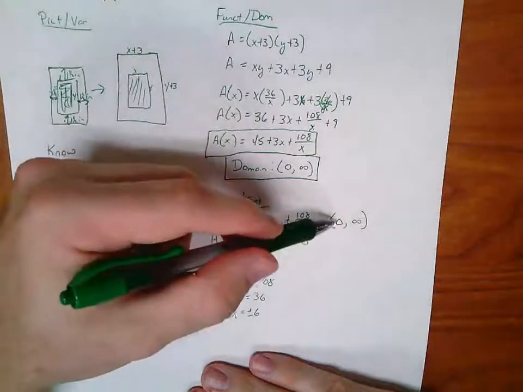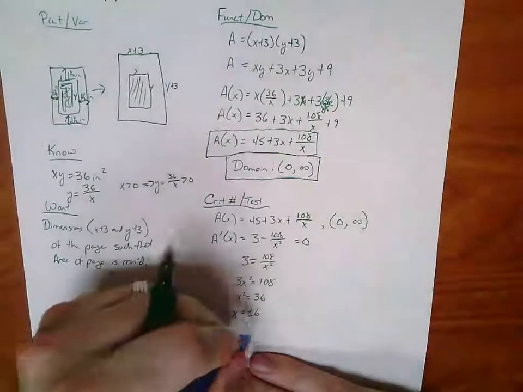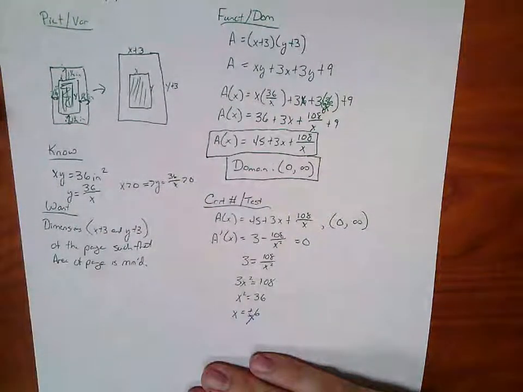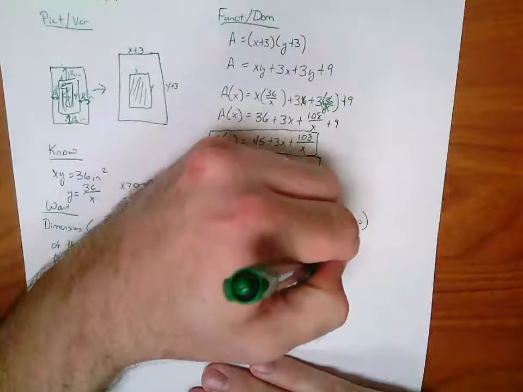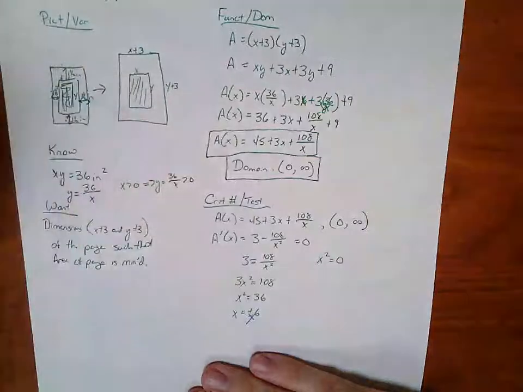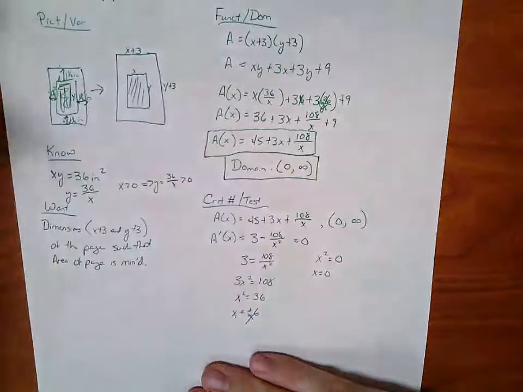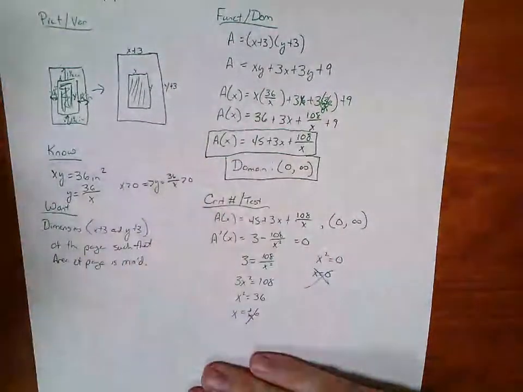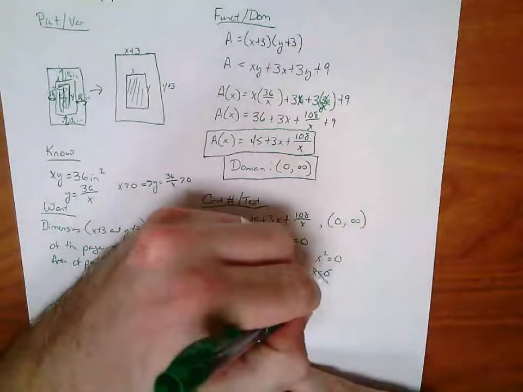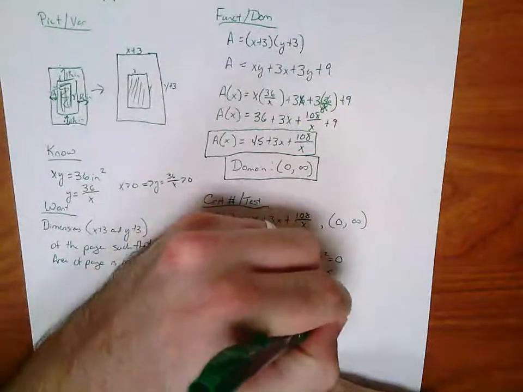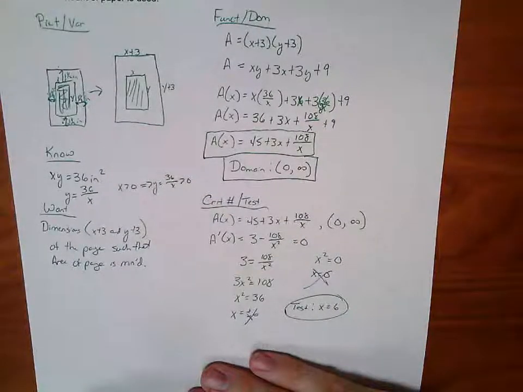Our domain is 0 to infinity, so negative 6 we don't care about. It's not in our domain. So just the positive 6. Similarly, set x squared equal to 0, where the derivative is undefined. That gives us x equals 0. Again, not in our domain, we don't care. So the only one we have to test is x equaling positive 6. That's the only critical number we have to test.